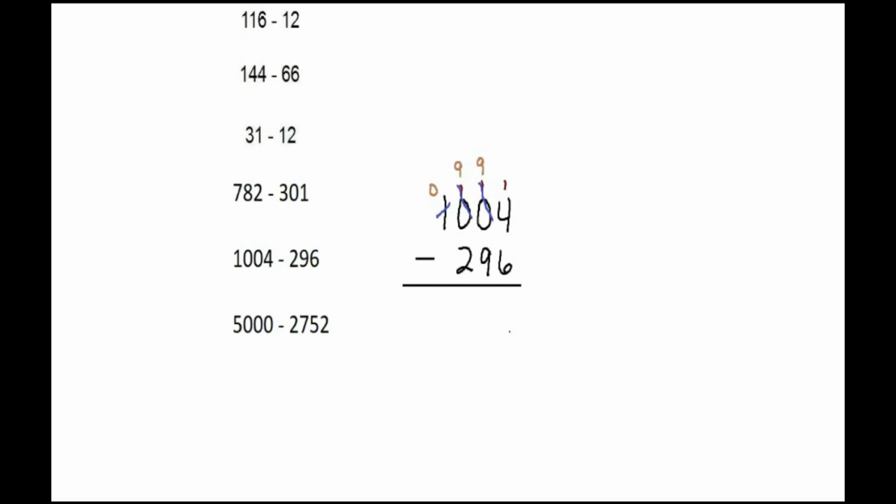14 minus 6 is 8. In the tens column, 9 minus 9 is 0. Moving over to the hundreds column, we have 9 minus 2. 9 minus 2 is 7. There is nothing to subtract in the thousands column. We have 708. 1004 minus 296 equals 708.